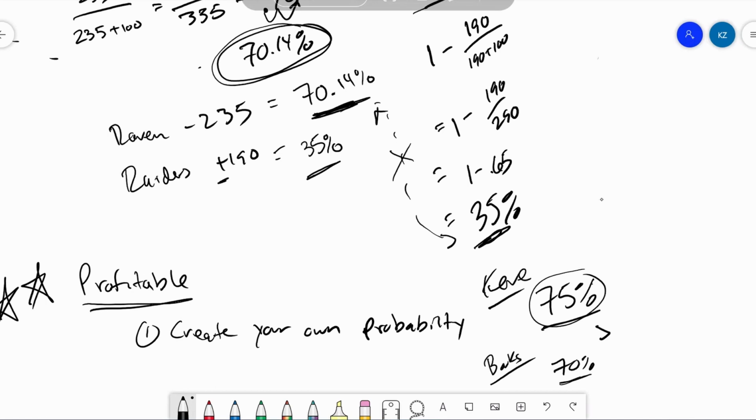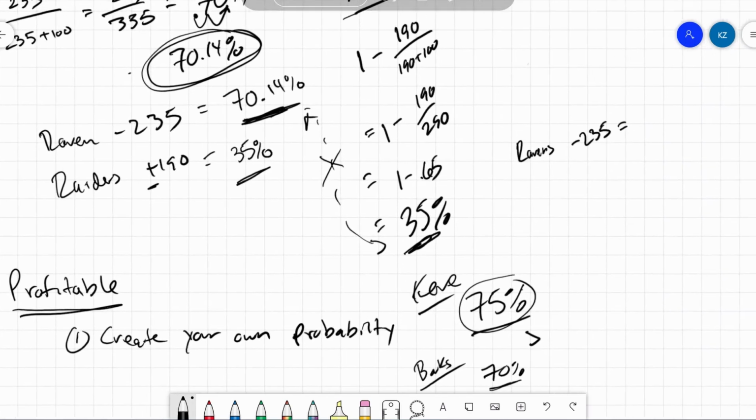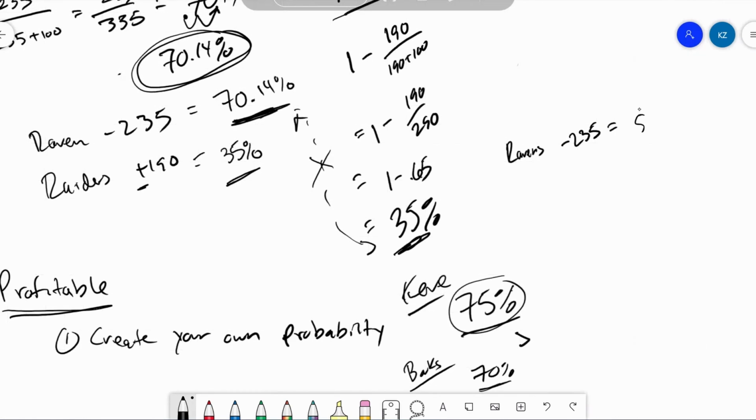To illustrate that, the reason you know that is because we see that they are saying the Ravens are minus 235. Again, what does that mean? That means you have to bet 235 to win 100. Okay, that's fine. But if I am saying that the actual true odds are 75%, and 75% in terms of American odds is just going to be minus 300.